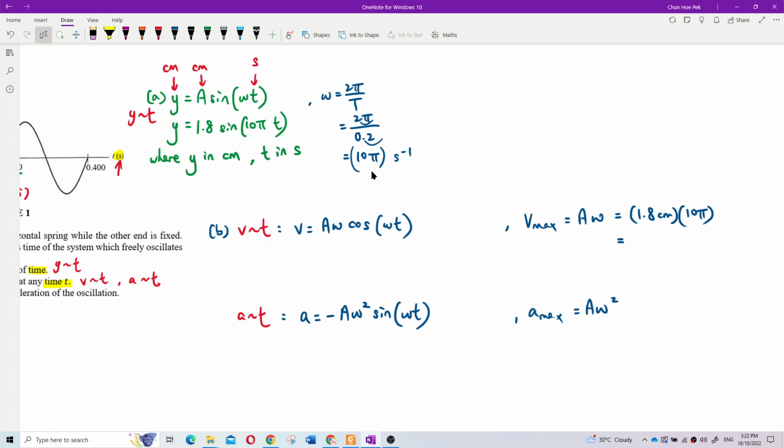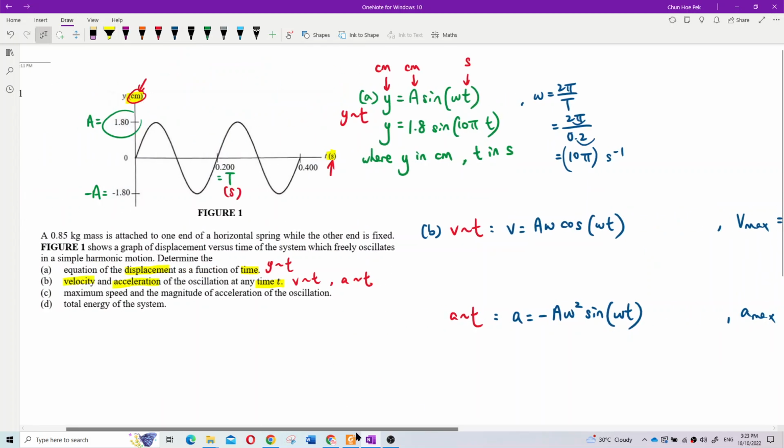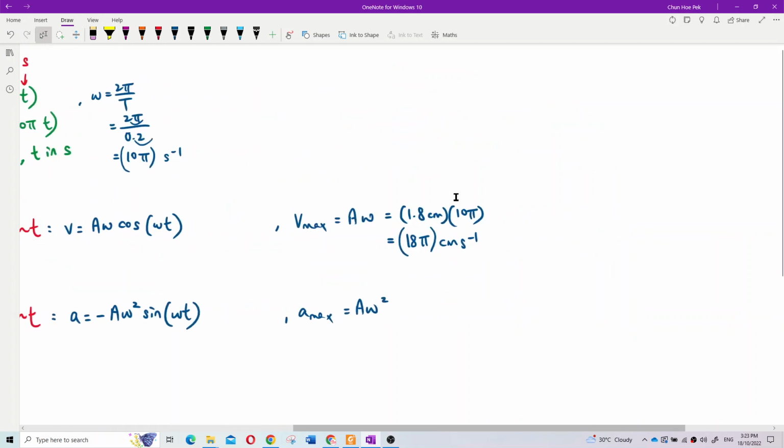Somebody, you should help me. 18 pi. Oh yeah, thank you. So it is 18 pi. And then the unit is what? Centimeter per second. We are not using meter, we are using centimeter based on the graph. The graph is using centimeter, so we must follow: centimeter per second. And then acceleration must be centimeter per second square.